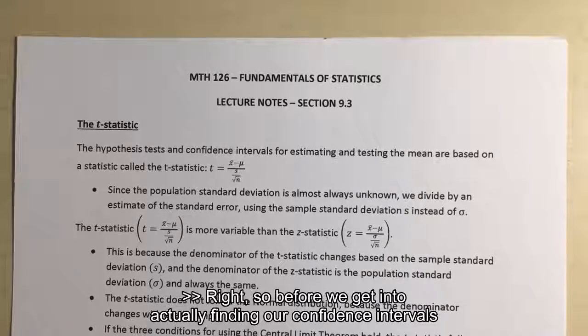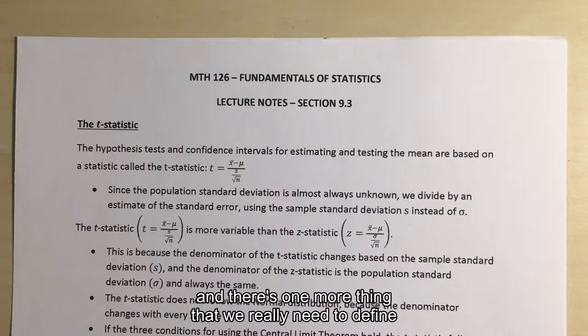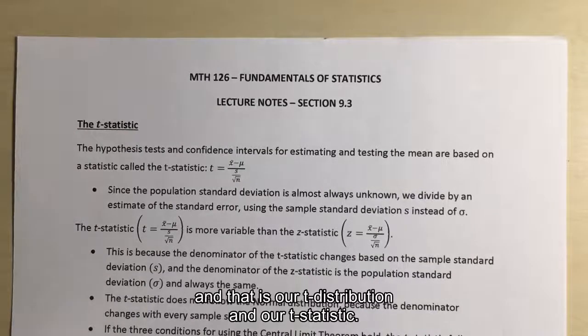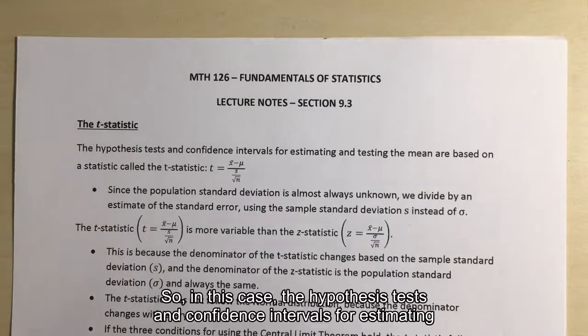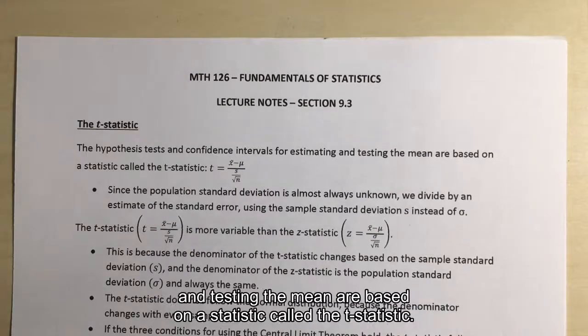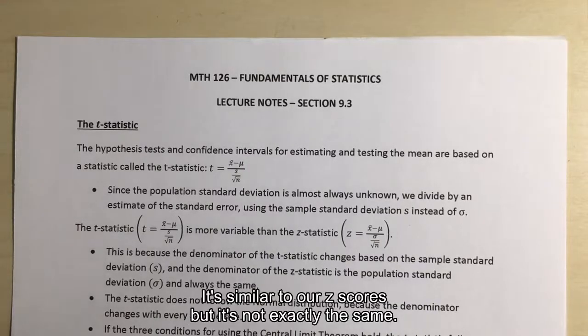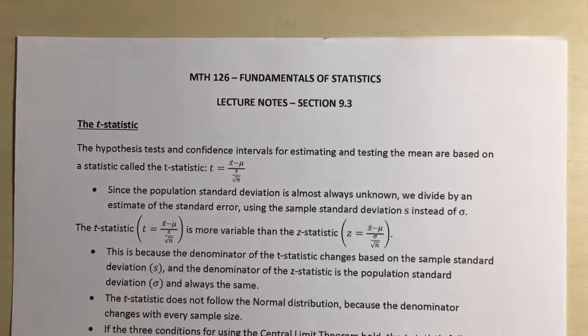Right. So before we get into actually finding our confidence intervals, again, there's one more thing that we really need to define and discuss before we go through that process, and that is our T-distribution and our T-statistic. So in this case, the hypothesis test and confidence intervals for estimating and testing the mean are based on a statistic called the T-statistic. It is similar to a Z-statistic, right? So it's similar to our Z-scores, but it's not exactly the same.